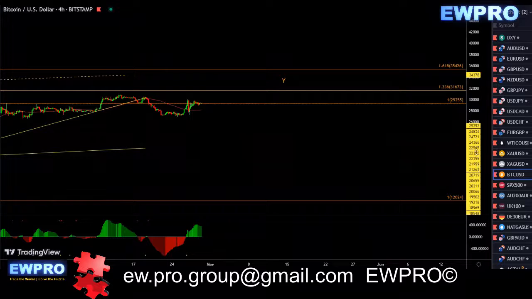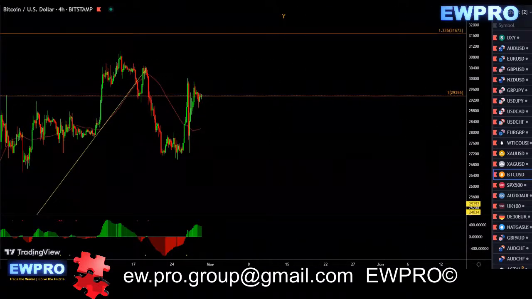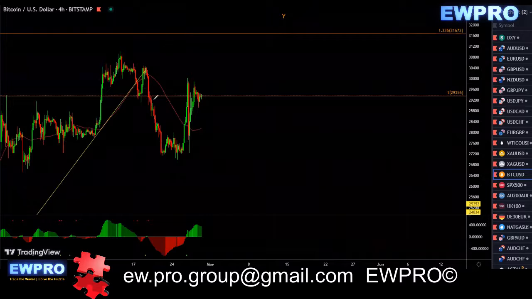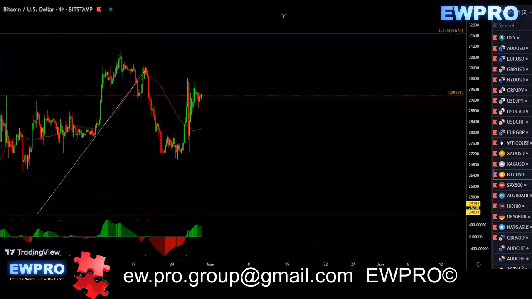H4, extremely risky to buy at this stage. We have a bear hidden here. During the news, it tried to go and break that low. It didn't break that low, but we still have that bear hidden. So it makes it quite risky to buy.